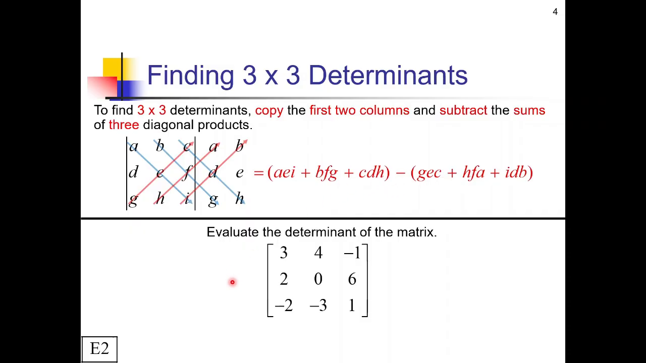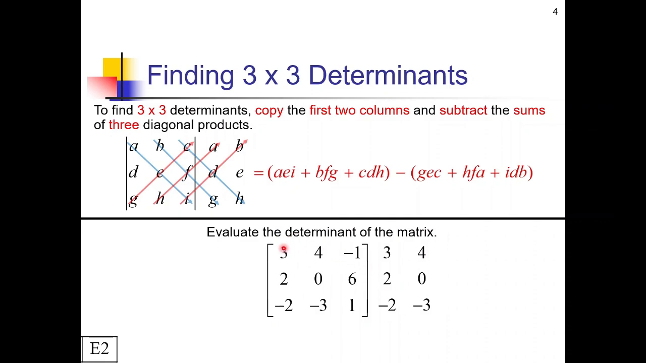So with all that in mind, pause the video and see if you can calculate the determinant of this matrix, and feel free to use a calculator for the number crunching part at the end. Alright, so going in each direction. First off, let's copy and paste the first 2 columns over here. And now let's do our top-down diagonals.